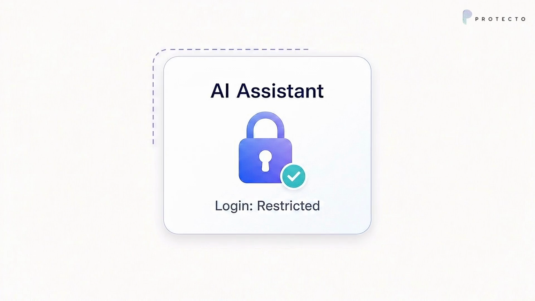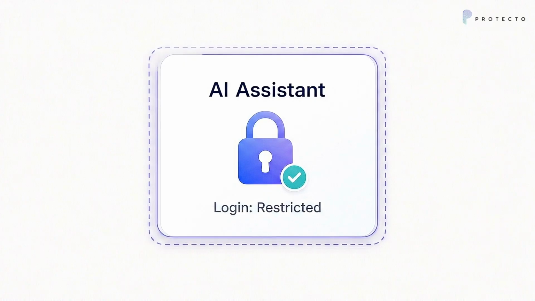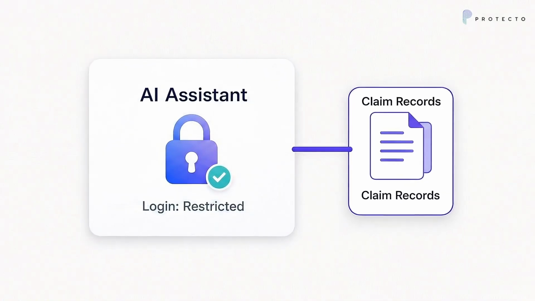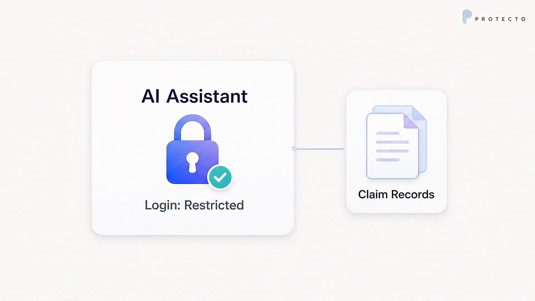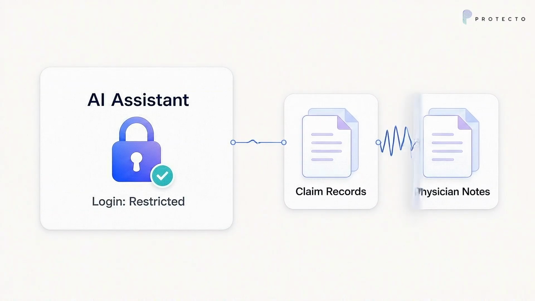Most healthcare AI teams think they've solved their HIPAA problem the moment they lock down who can log in to the assistant. They haven't. Insurance companies are pointing AI at millions of claim records. Hospitals are building assistants that search years of physician notes in seconds.